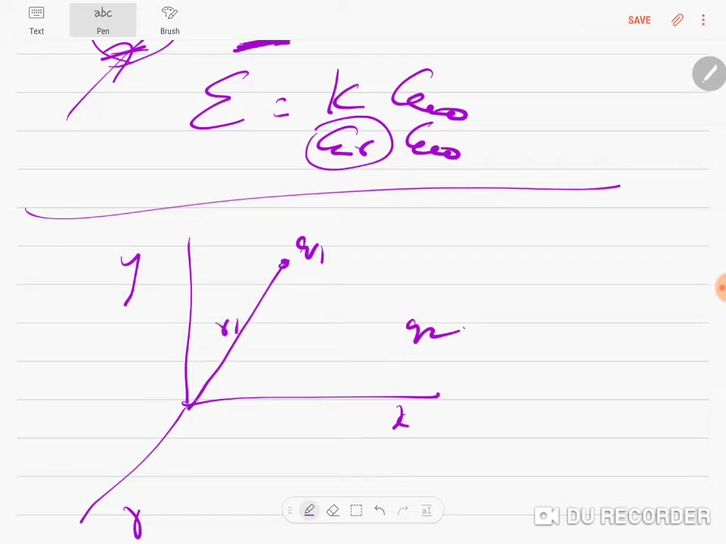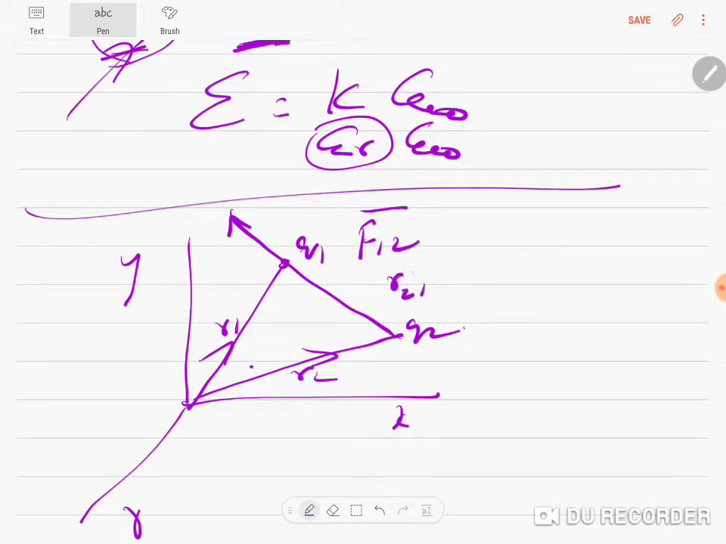q1 is at a position vector r1, q2 is at a position vector r2. The directions have been given. The q2 will exert a force on q1, which will be the force on 1 due to 2, F12 vector, whose position vector will be measured from r21.